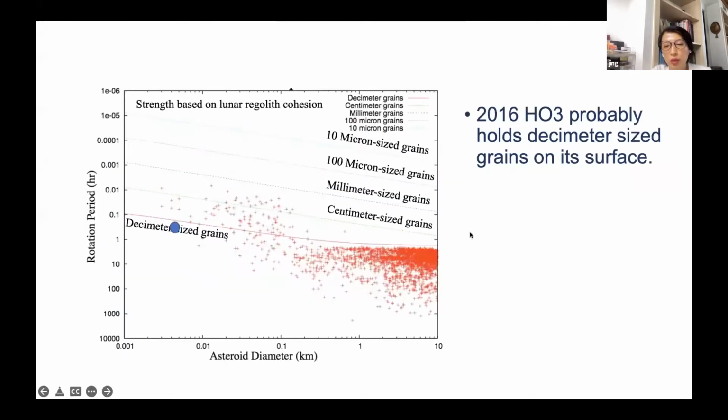When we apply this knowledge to 2016 HO3, that's where it is in the diagram. If we use lunar regolith cohesion of 100 Pa, the red line is decimeter grains. It indicates its surface partly holds decimeter-size grains. So our technicians working on the sampling mechanism will be very pleased to hear that.